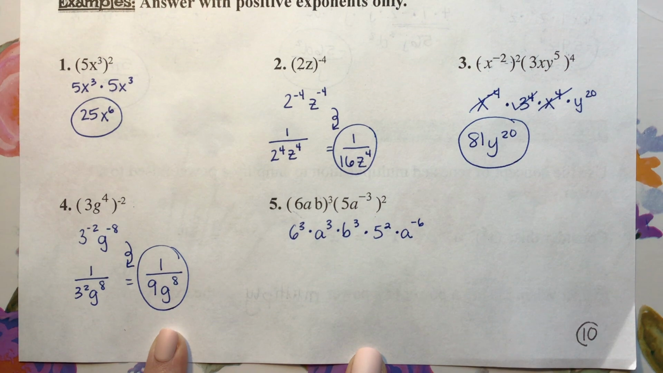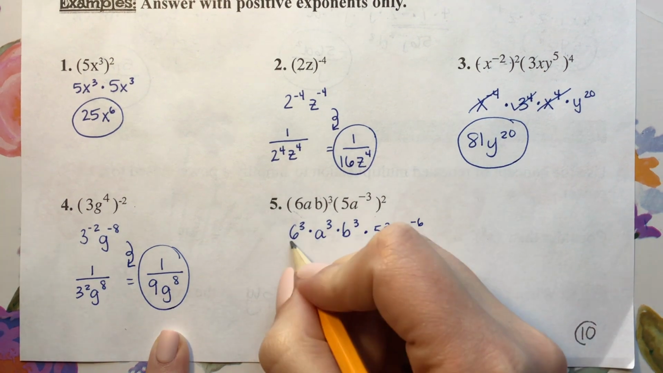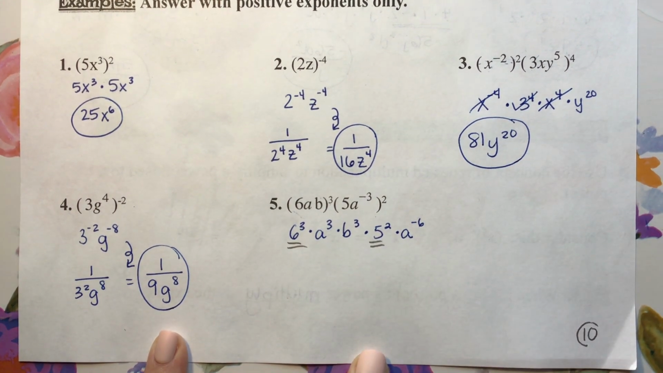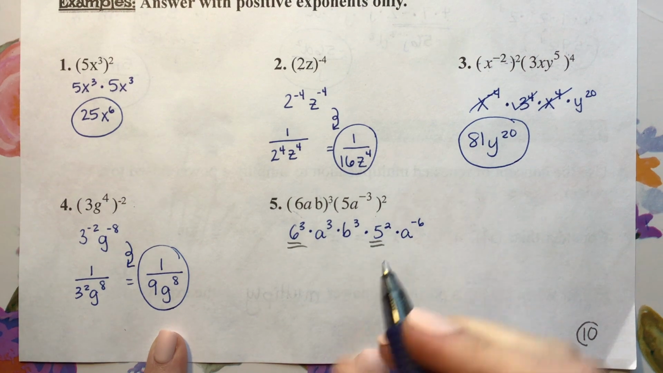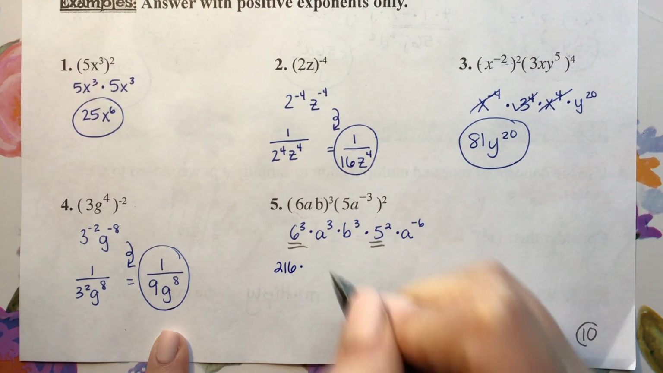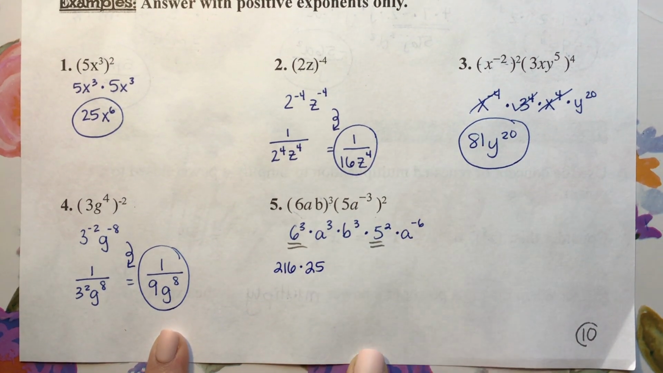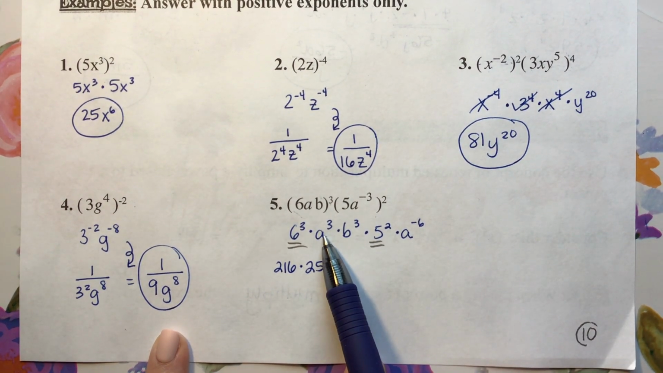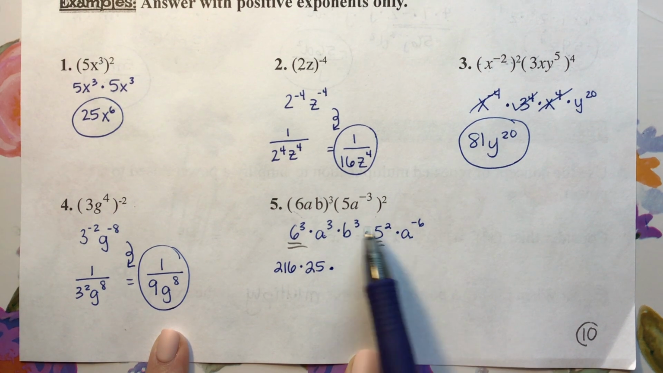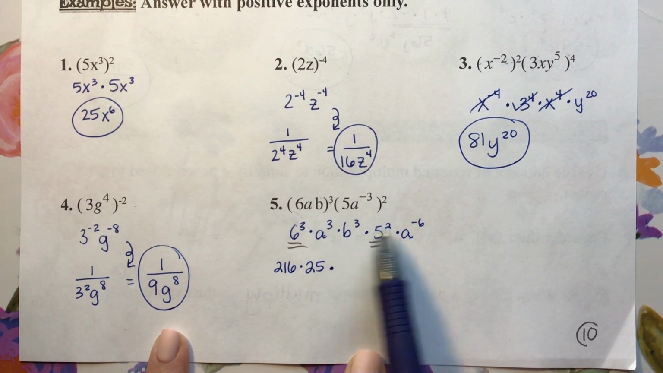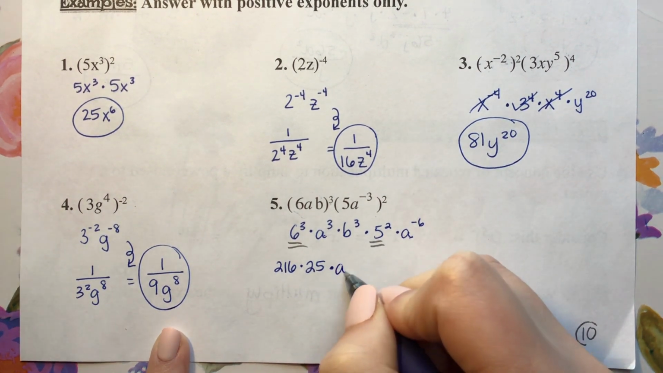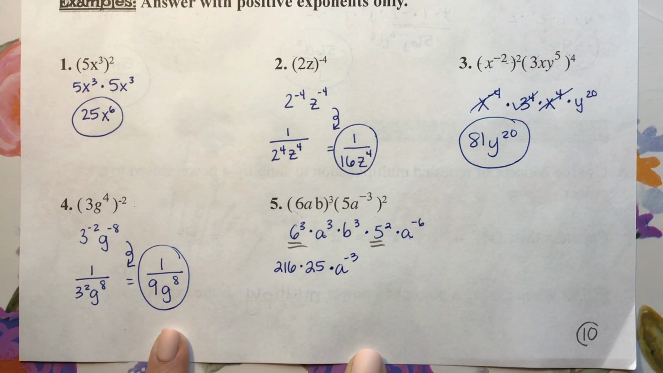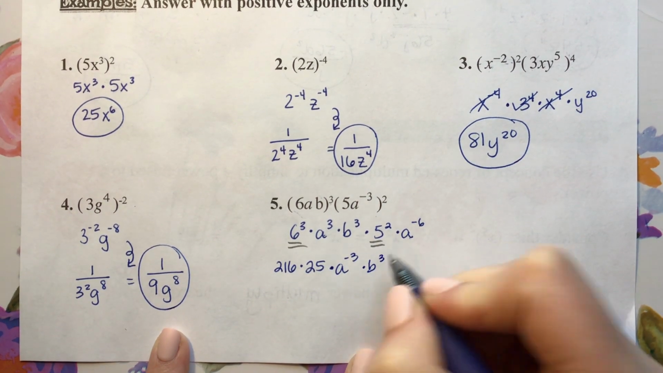Now I can combine any common variables that I have. So while those are different values, I can still find their numbers and still multiply them together. So 6 to the 3rd is 216 times 5 squared, which is 25, times, okay, I have a to the 3rd and a to the negative 6th. When I'm multiplying, I add exponents, so I got 3 and negative 6, so that's going to be a to the negative 3, and then times b cubed.